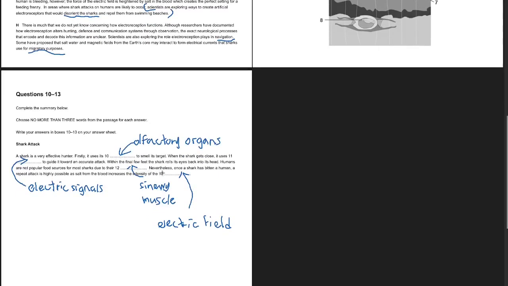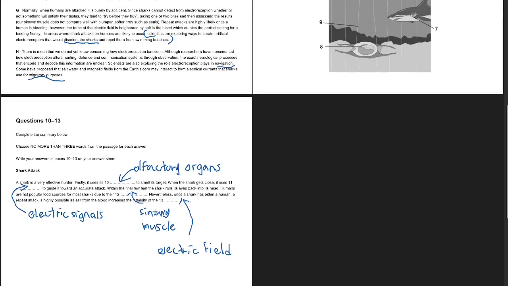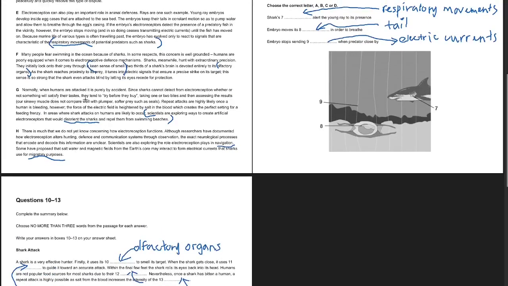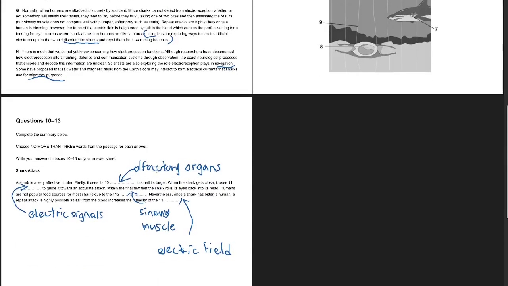And then here on the bottom, it says nevertheless, within the final few feet, the shark rolls its eyes back into its head. Humans are now popular food sources for most sharks due to their sinewy muscle, which is under paragraph G. Because here you can see it says our sinewy muscle does not compare well with plumper, softer prey such as seals. So they tend to try before they bite, taking 1 or 2 bites. So see, this is from 2 paragraphs. It could be from 3 paragraphs. We have to look here very carefully before answering the question.